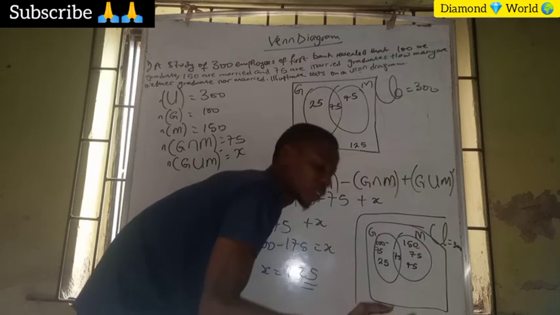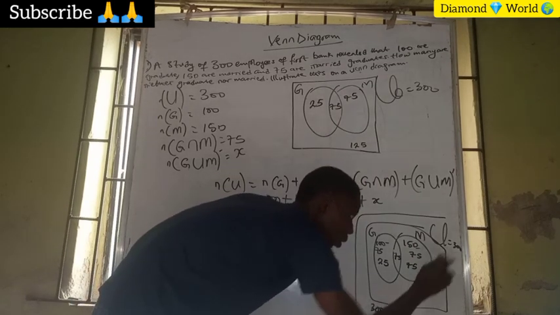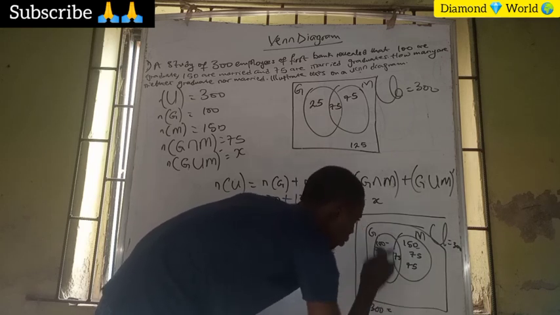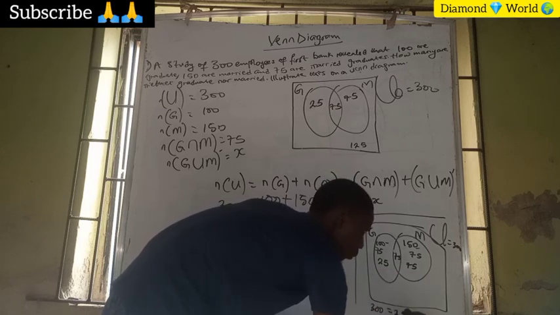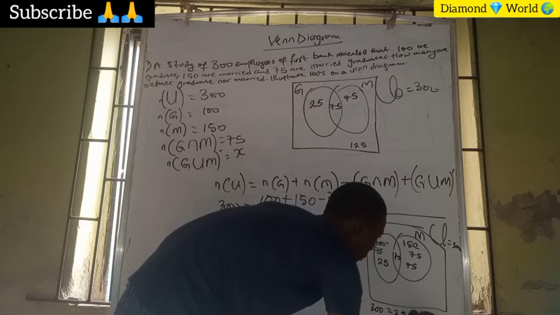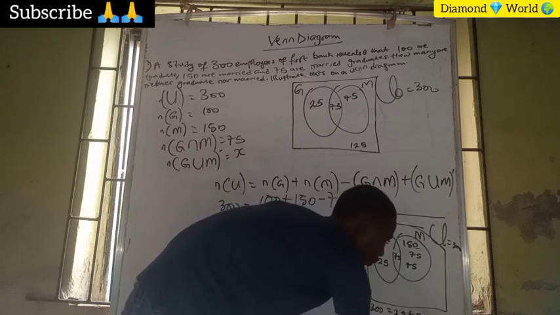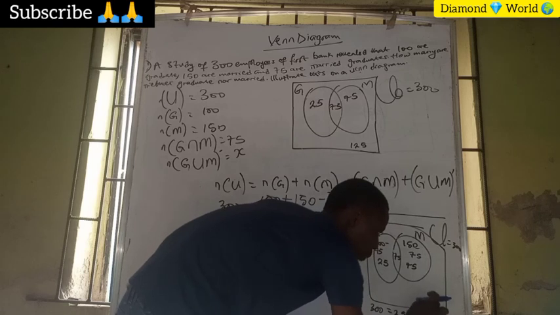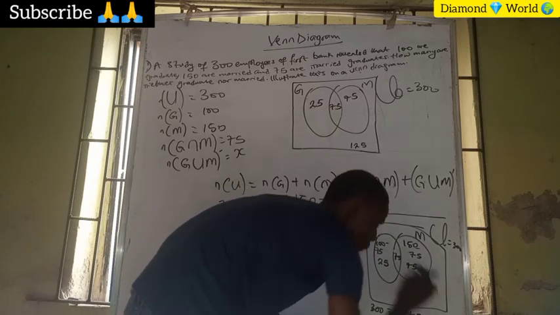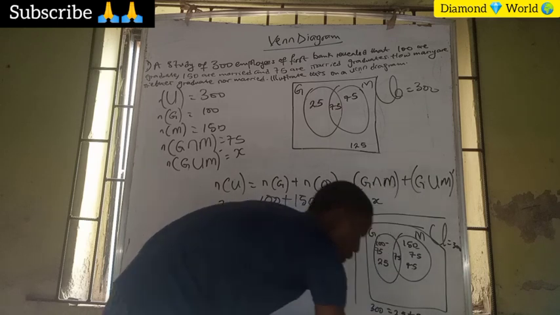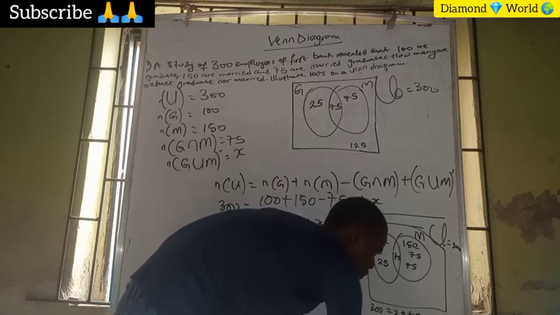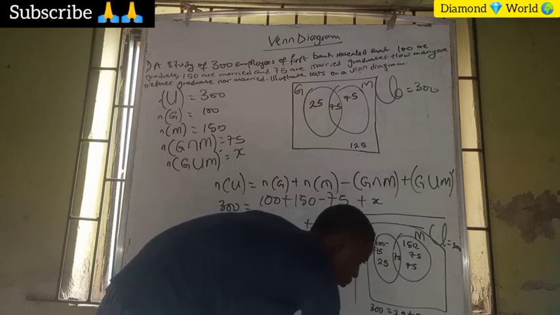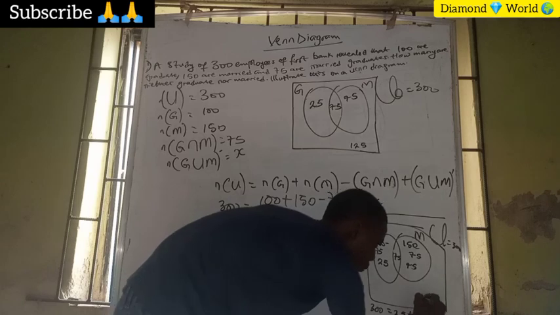And now to get this, the easiest way is to bring your 300 here, equal it to everything you have here. You can easily just put 25 plus 75, plus 75. This place is what we are looking for: people that are not inside the set. Just say plus x. When you add all this together, you will have 175 plus x. You transfer it: 300 minus 175 equal to x. X equal to 125. Now we have 125.